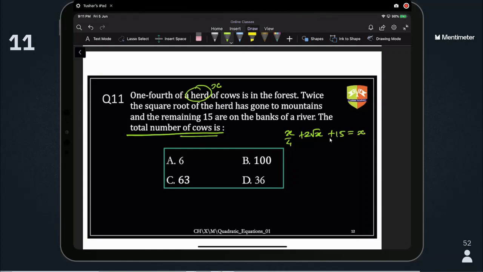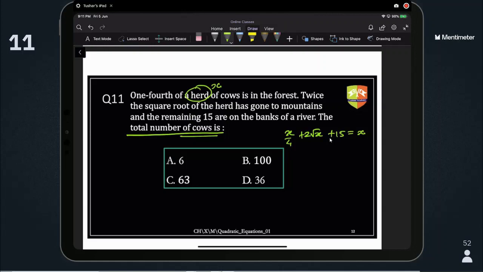Is the equation clear? This is a quadratic equation. The question boils down to just solving this equation. That's it. You can also eliminate options. No problem. So clearly X has to be an integer, right?